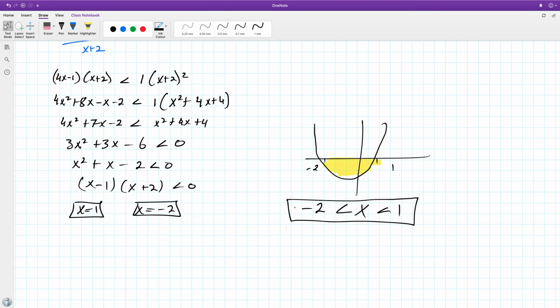And that is generally a 15 marker on an exam. Is that alright? Right, have another go at one of those.